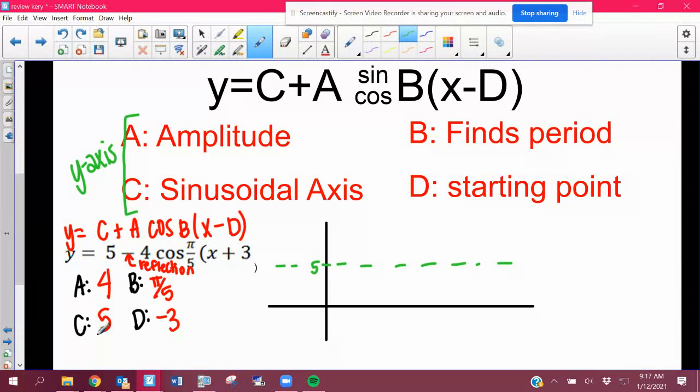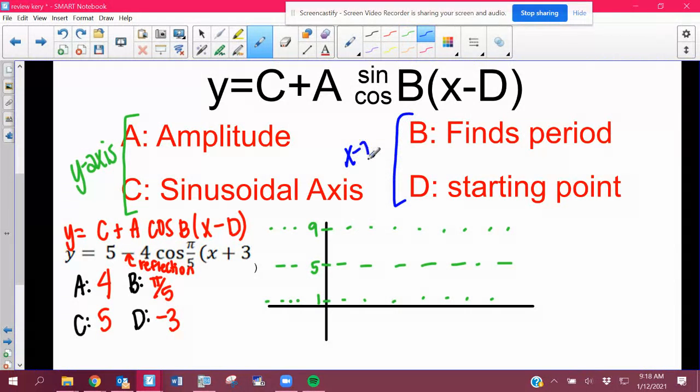This is going to be 5, and that's going to be where all my middle points live. And then I'm going to plot my A value, which is my amplitude. So 4 above and 4 below are going to tell me where all my highs and lows are. Again, you can count it out on your graph. This is perfect. I understand what's going on, even though it's not marked off. Great. Okay, so now I have half the battle won. My y-axis is labeled.